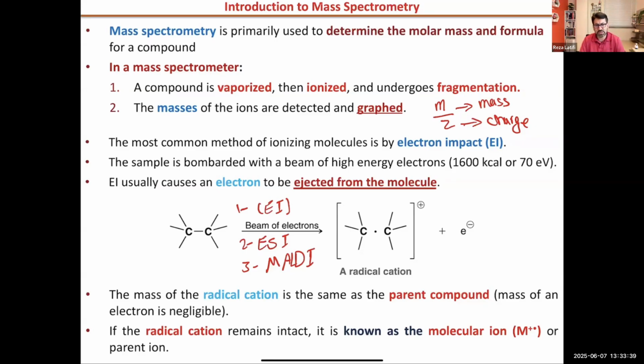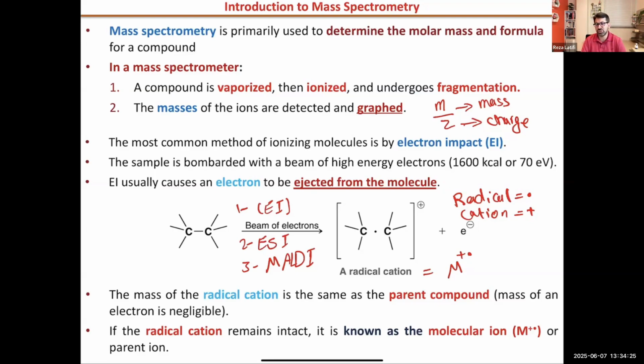As you see, the first step is bombarding the sample with a bunch of electrons. What do we get? We get a radical cation. Remember, a radical has one single electron, and a cation has a positive charge. So now I have a radical cation. I'm going to show it here as M with a positive charge, so it's a cation, and I put this dot to say it's a radical cation. The radical cation has the same mass as the starting compound.